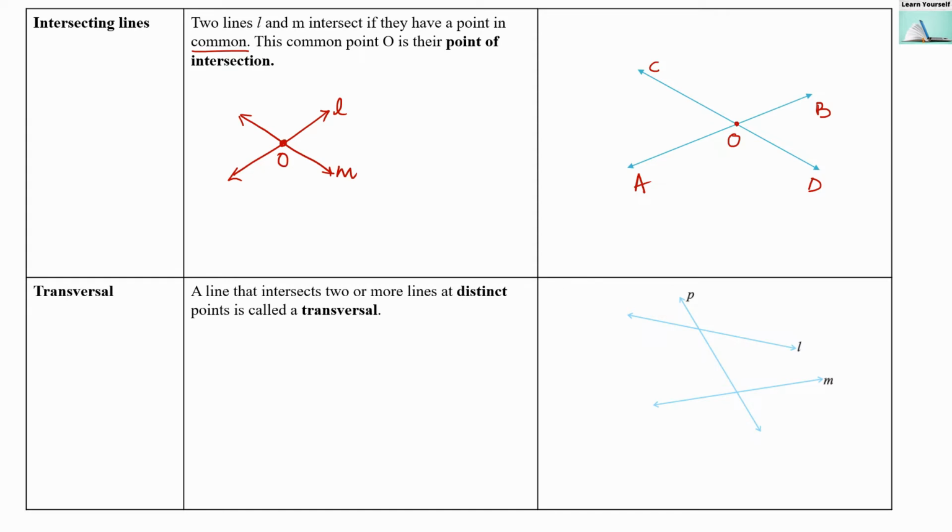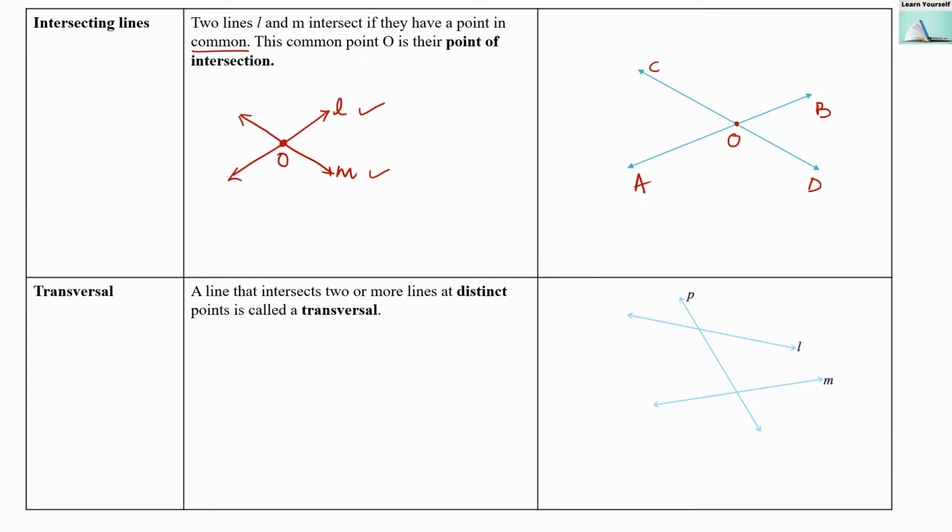Now transversal. Here I have taken intersecting lines and transversal together so that I can show you how transversal is different from intersecting lines. Here you can see that two lines are intersecting with each other. Now how is it different from transversal? A line that intersects two or more lines at distinct points is called a transversal.